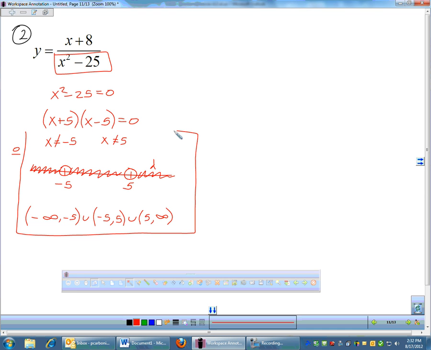Notice I'm not paying attention to the numerator. There's absolutely nothing wrong with the top being 0. You can have 0 in the numerator, so don't let negative 8 be one of your answers. The only thing we care about is the denominator.